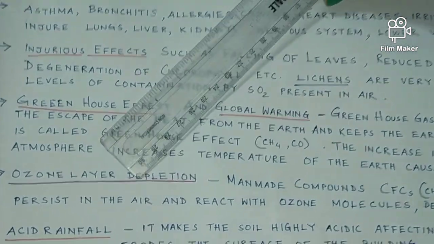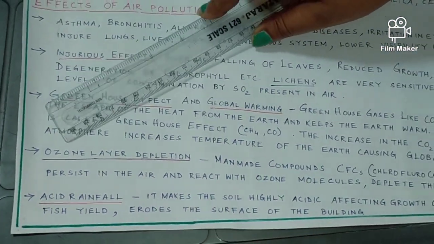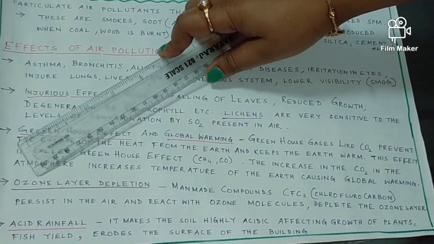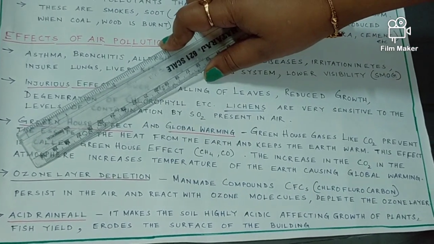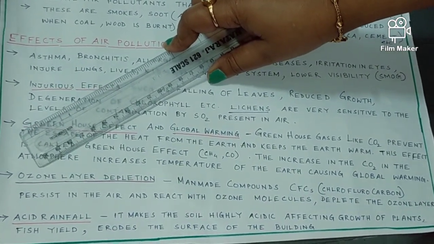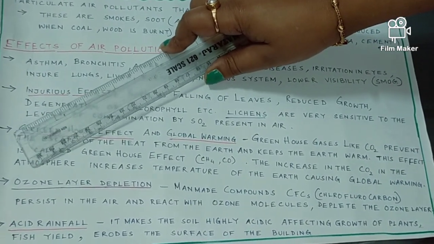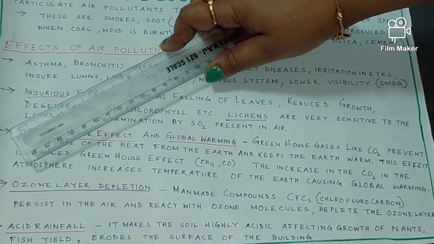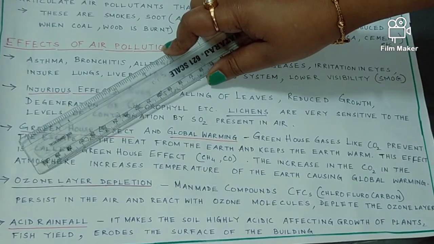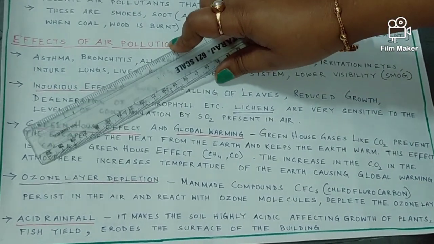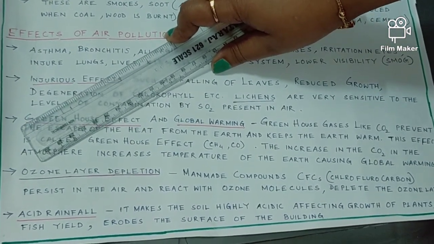Now come to ozone layer depletion, which is another effect due to air pollution. What is ozone? Ozone is a triatomic oxygen molecule high up in the atmosphere. When ultraviolet rays split up the oxygen molecule, it will split into oxygen atoms. This newly born oxygen atom will again combine with oxygen gas, producing the triatomic oxygen molecule that is known as ozone. This ozone is useful for us because it shields the ultraviolet rays, because ultraviolet rays are very much harmful.